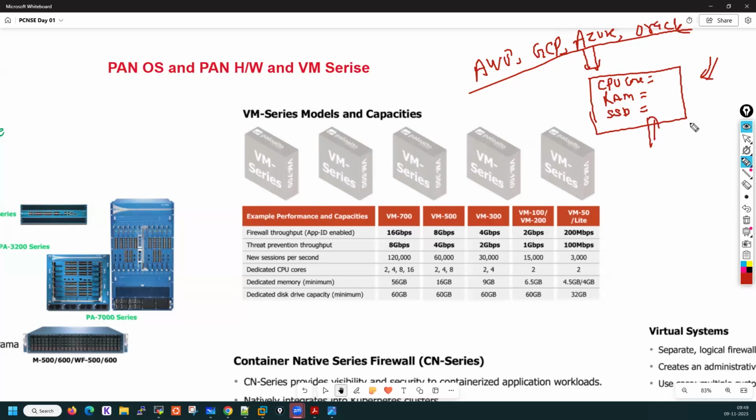By default you will get the license, and when you use those devices in the cloud environment, the cost goes to AWS when you pay. Some part of the amount you pay goes to AWS or those public cloud providers, and some part goes to Palo Alto. It's like that only.